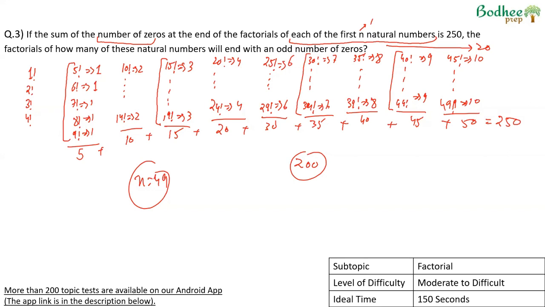Now, this I'd say is a moderate to difficult level of question. My solution here is one of the most rudimentary solutions. I've outrightly counted the number of zeros and added.